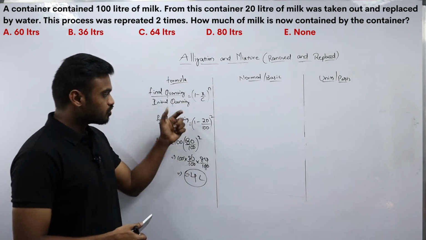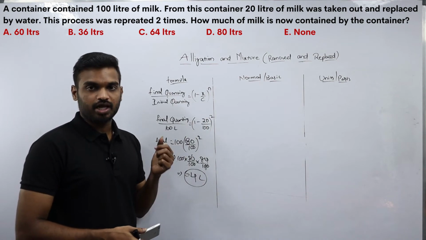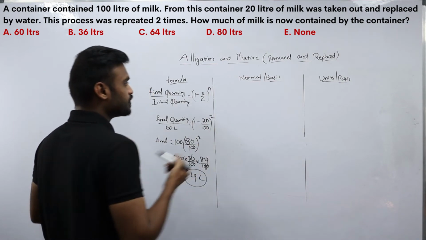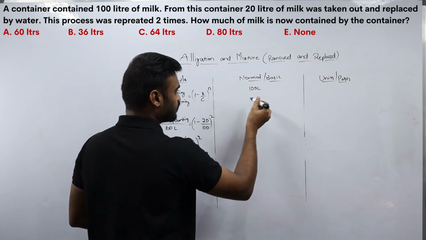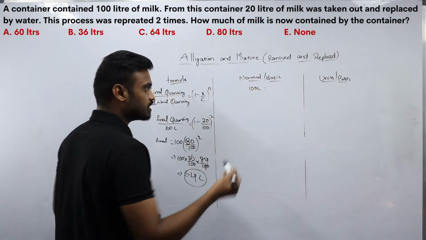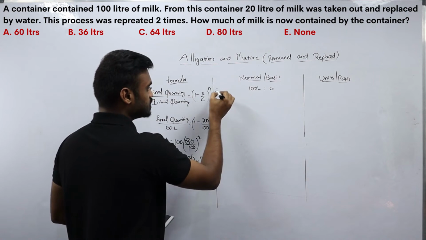Okay, now let's see how to solve the same problem using the normal or basic method. See here, the initial quantity they have given is a total of 100 liters of milk. There is no water initially. So this is initial.